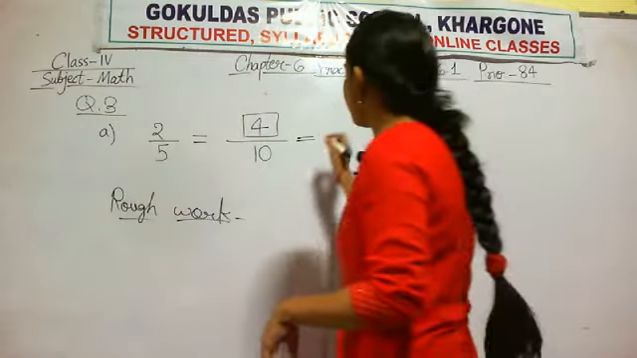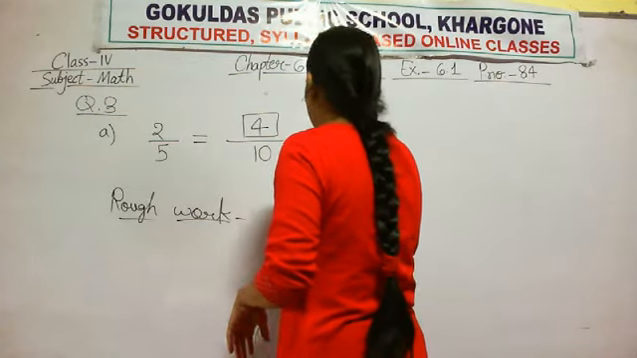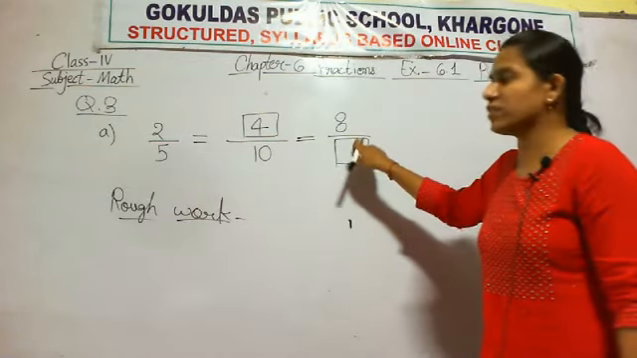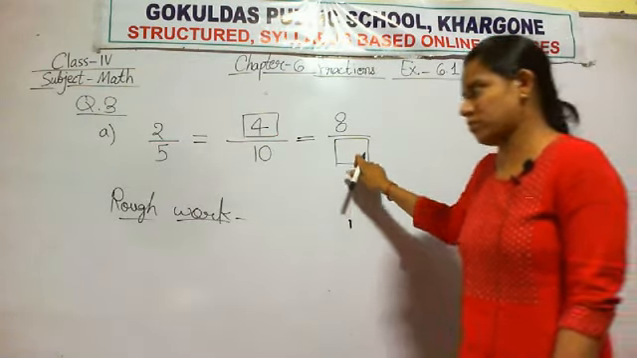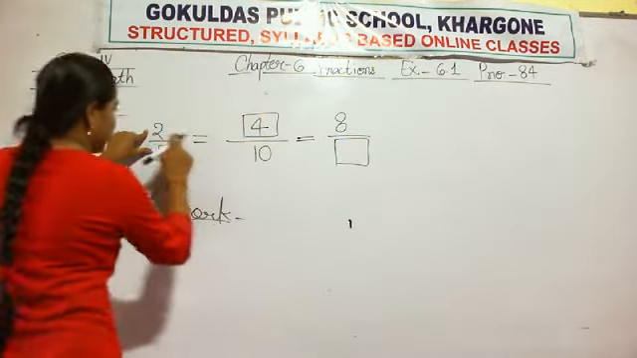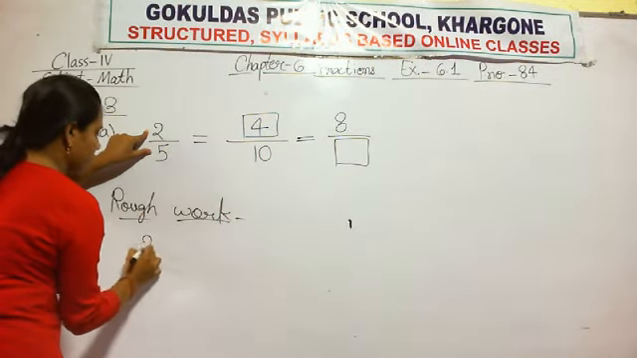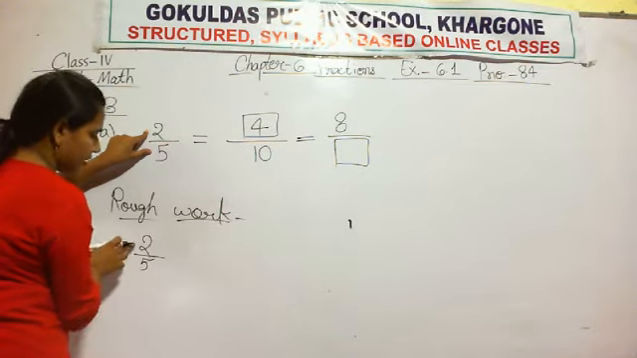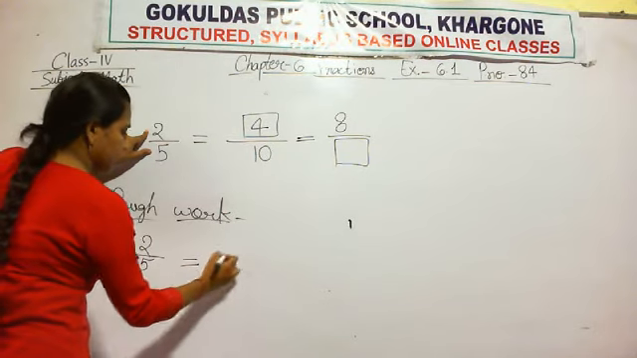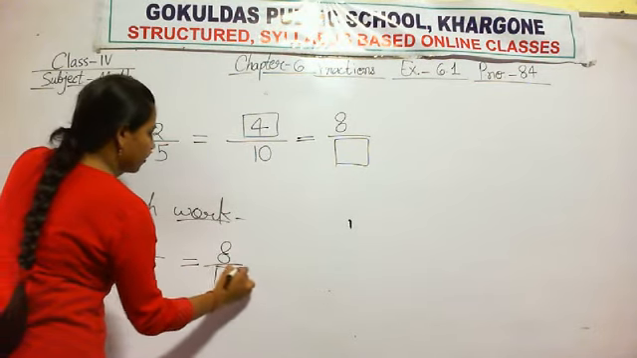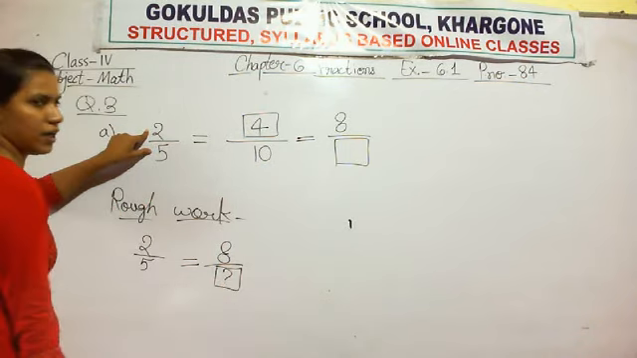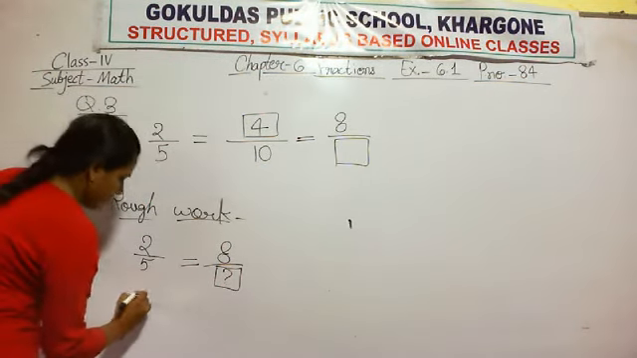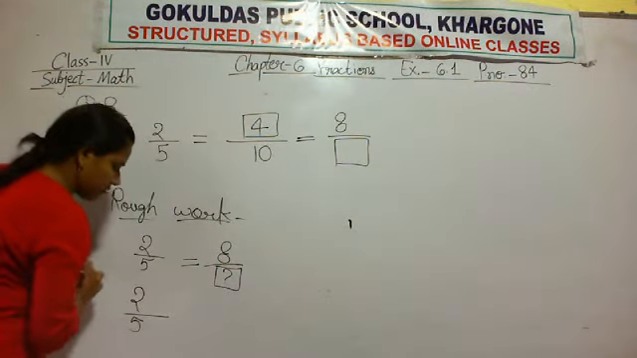Now next, 8 upon blank. You need to find the number, which number will come in the blank box. So your given fraction is 2 upon 5. In rough work we will make equivalent. Given fraction is 2 upon 5, right? And here this fraction is 8 upon blank. You don't know what will come here. So let us solve it. 2 upon 5 is given fraction.